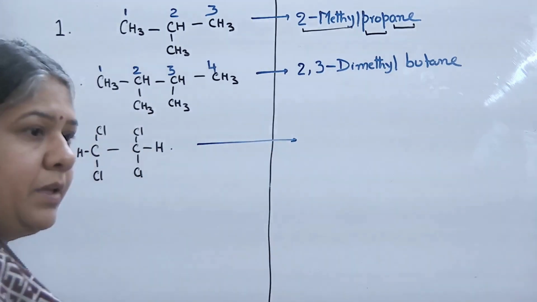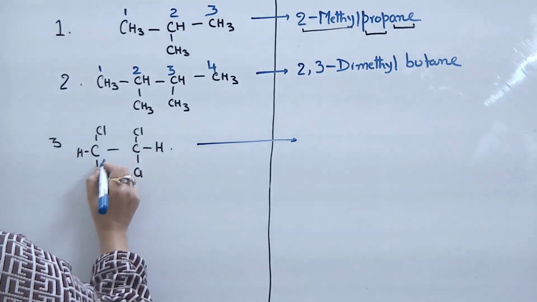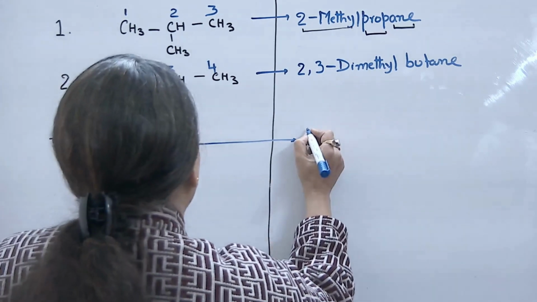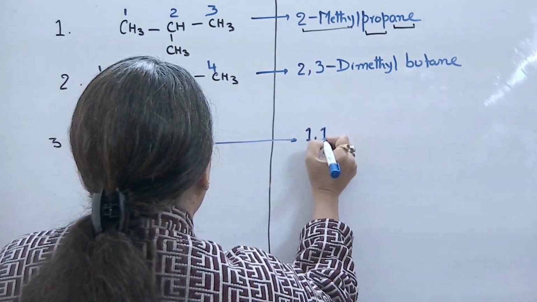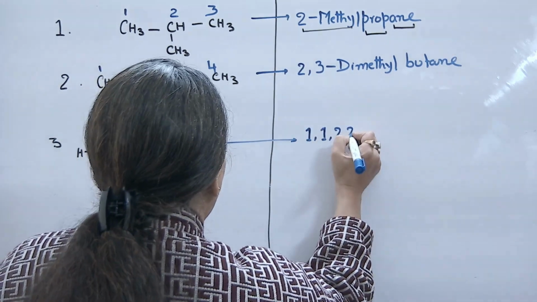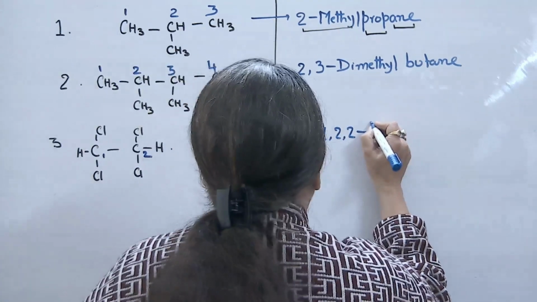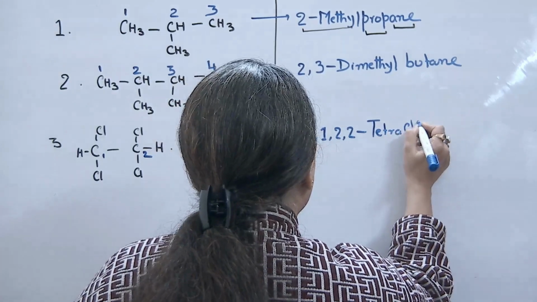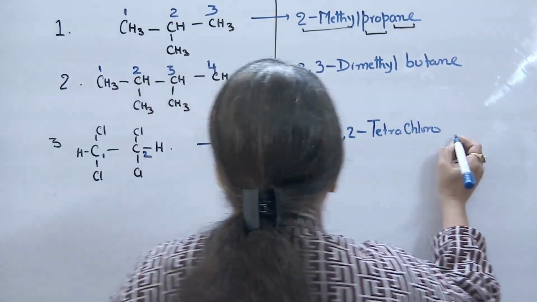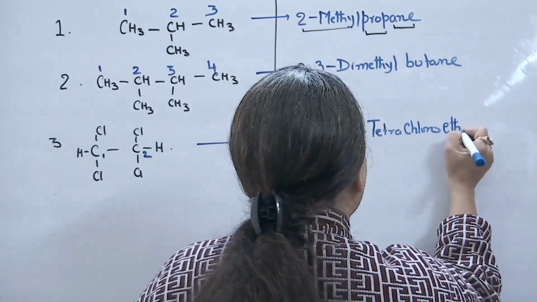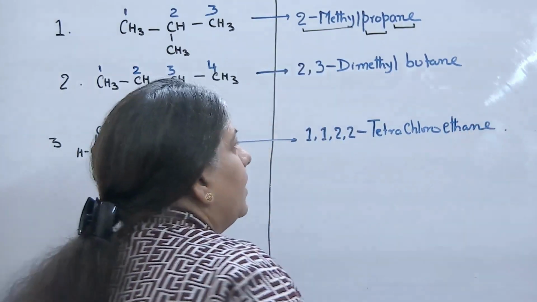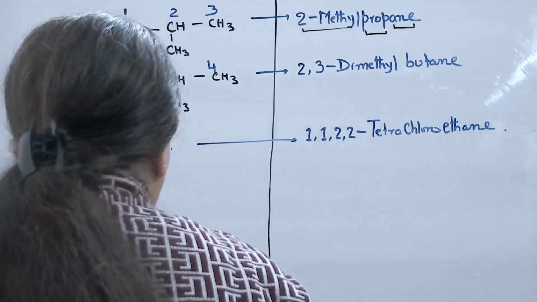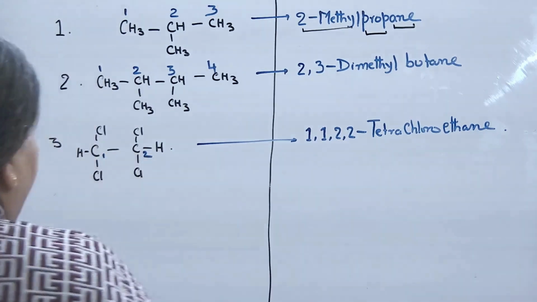Now let's name this compound. See, number it 1, 2. So the numbers will be 1,1,2,2, put a dash, tetrachloro ethane. See, 1,1,2,2-tetrachloroethane.